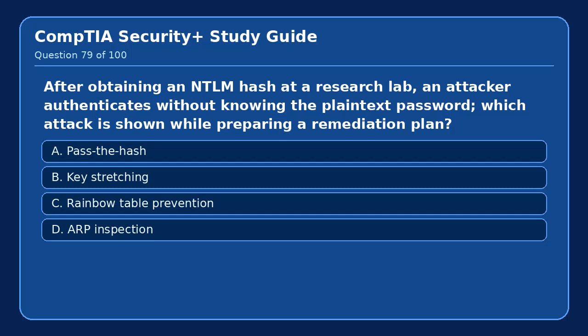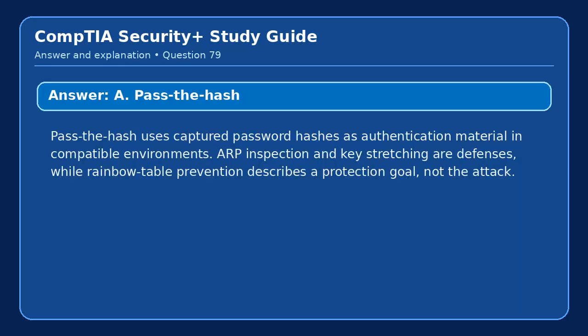Question 82. Which defense best reduces reflected script execution in a university department's web application while documenting the incident ticket? A. Static routing only. B. Output encoding and input validation. C. Open SNMP community strings. The answer is B.